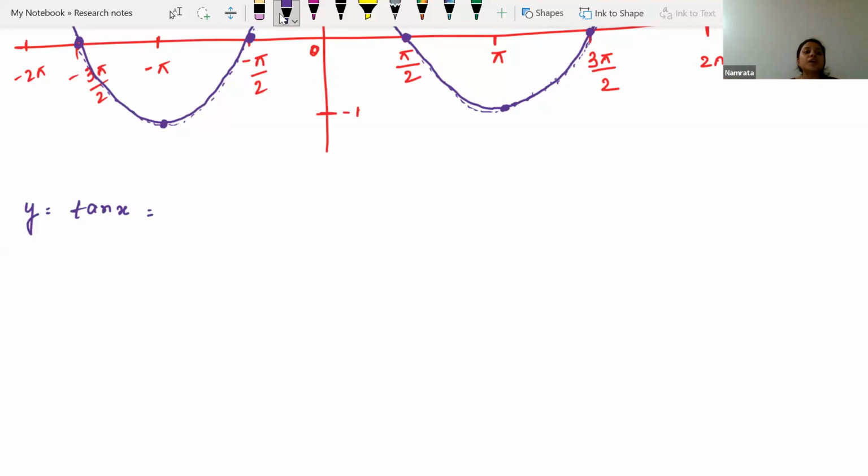What is the meaning of defined? So tan x means sin x by cos x. And we know 0 in the denominator is not acceptable. That will make the function undefined. So 0 is not acceptable.